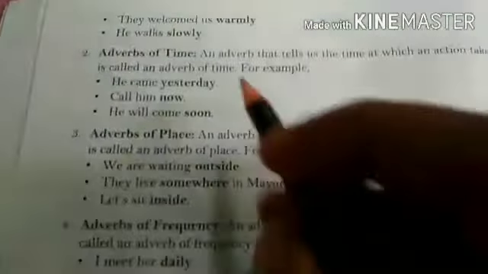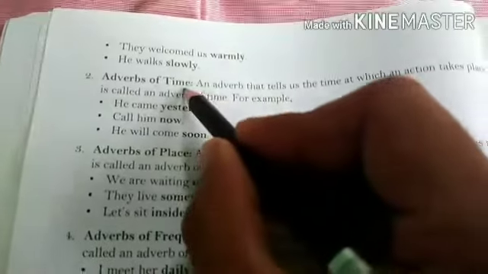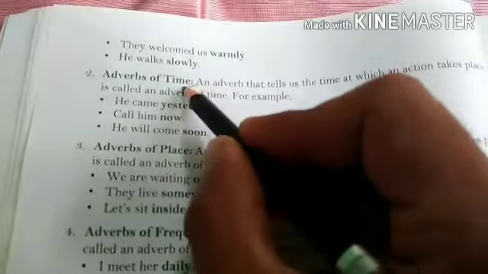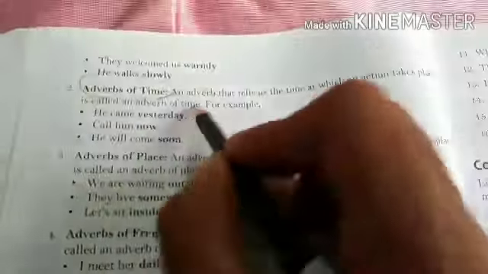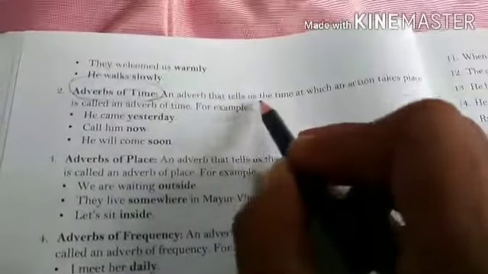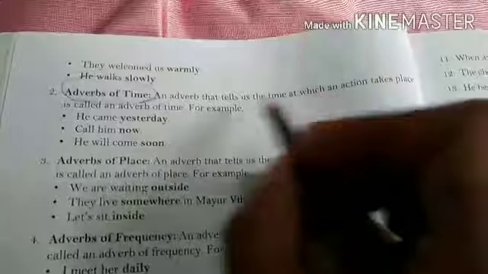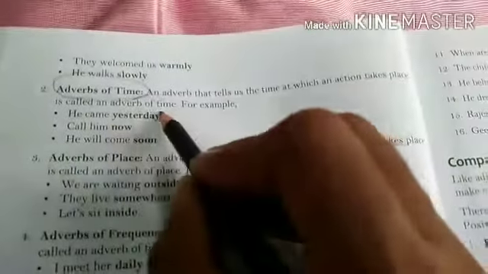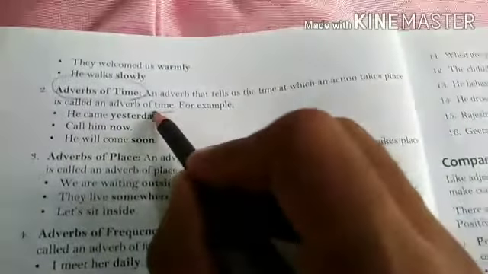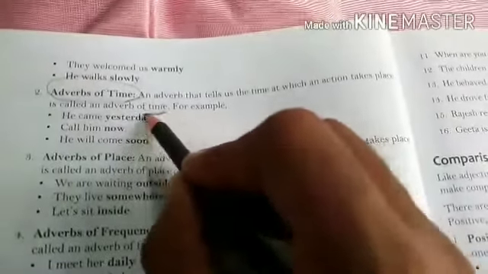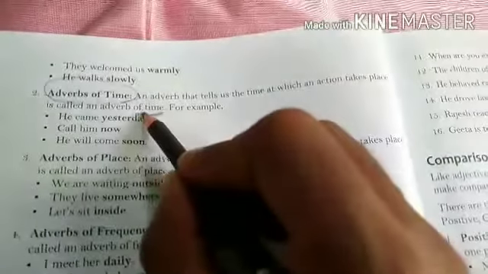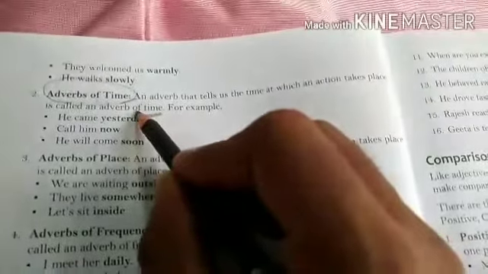Now the second kind of adverb is adverbs of time. So as I told you, adverbs qualify verbs by telling us when of the action. So adverbs of time tell us about when the action took place. An adverb that tells us the time at which an action takes place is called an adverb of time. So वो adverb जो हमें action के time के बारे में बताते हैं कि वो जो काम हुआ है कब हुआ है, that is an adverb of time.